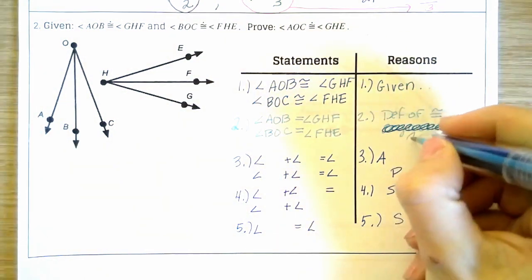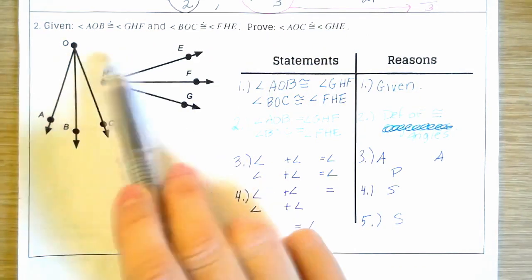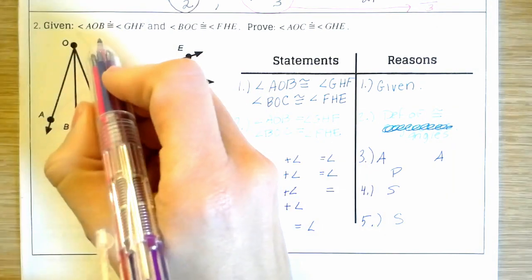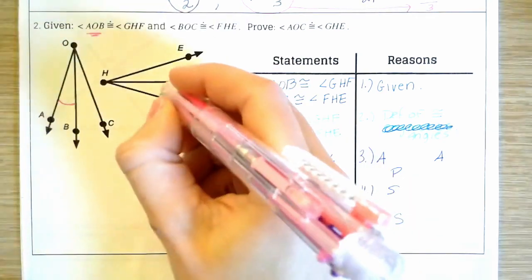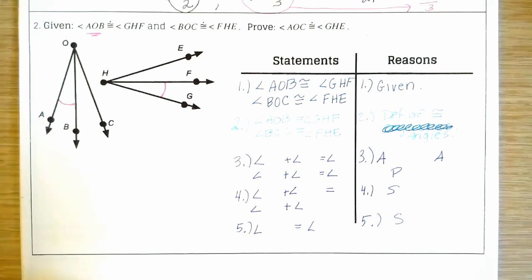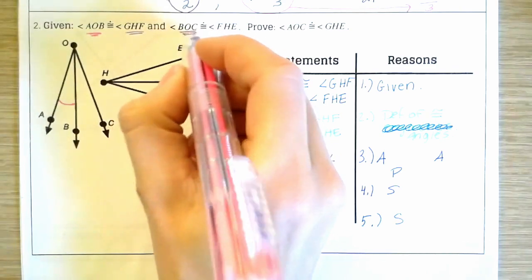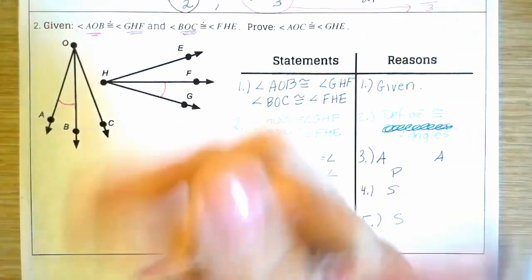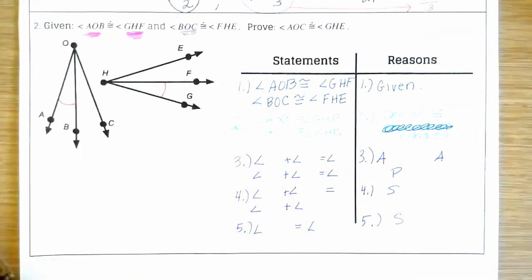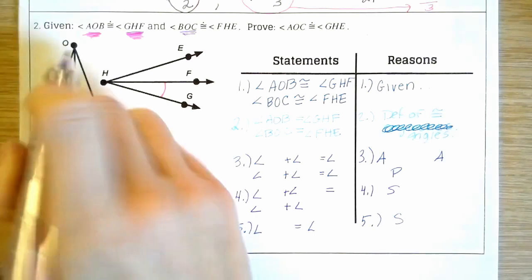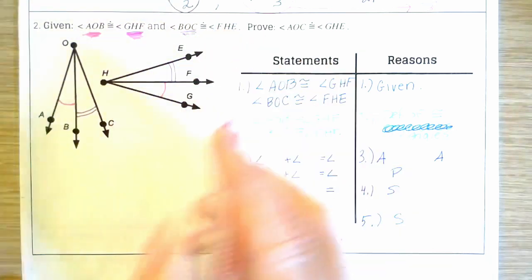All right, definition of congruent angles. Now, from here, think about what we want to prove. Think about what we already have, okay? I already have angle AOB, which is this guy right over here, is congruent to GHF, which is this one right over here. Then we also have angle BOC is congruent to FHE, right? So BOC is this one, marking that twice in the purple color, and FHE twice in the purple color. That's what we were given.